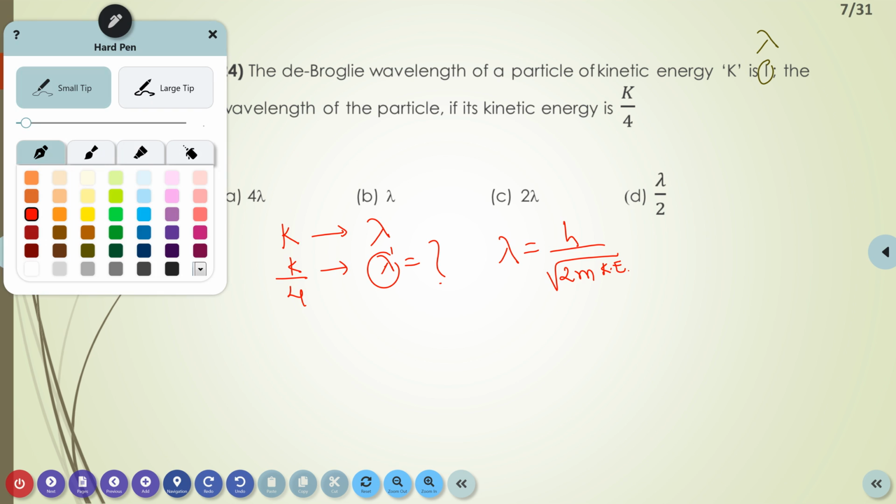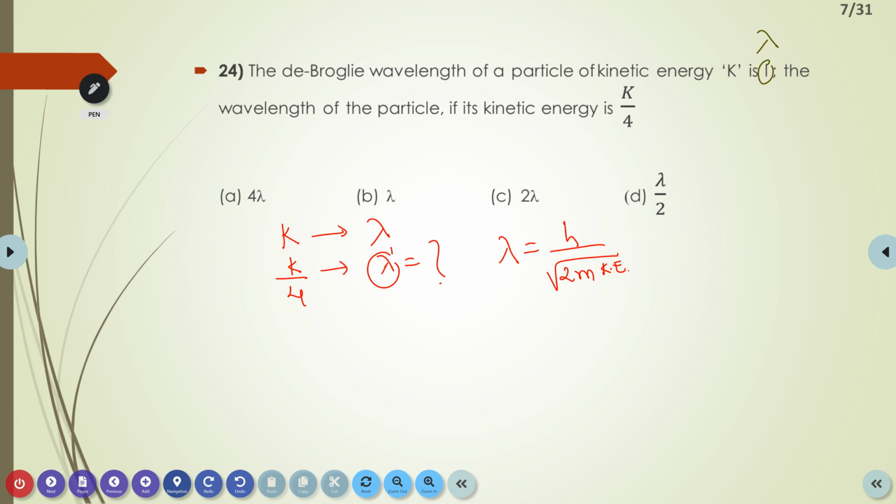Here you see kinetic energy and wavelength, how are they related? Kinetic energy and wavelength are inversely related. So can I write it like this? Lambda dash divided by lambda equals square root of kinetic energy K divided by square root of kinetic energy K dash.